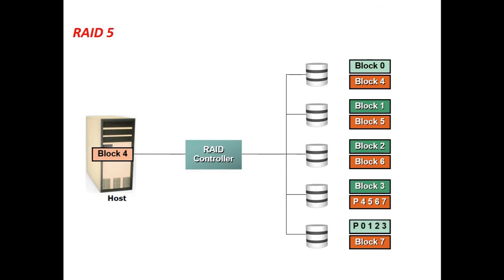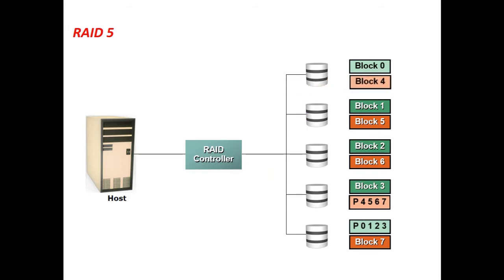Let us observe one more example. A block of data 4, suppose it needs to be updated. In that case, read the old block of data, read the parity value, compute the new parity. After the new parity is computed, store the new parity value and store the updated data block. So again 4 operations, 2 reads and 2 writes.